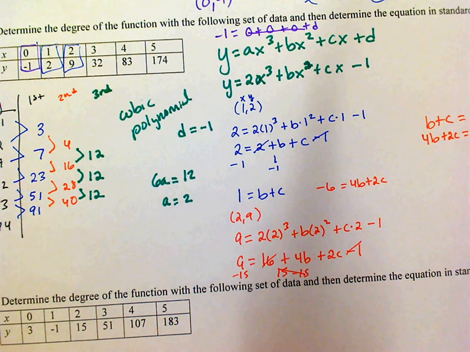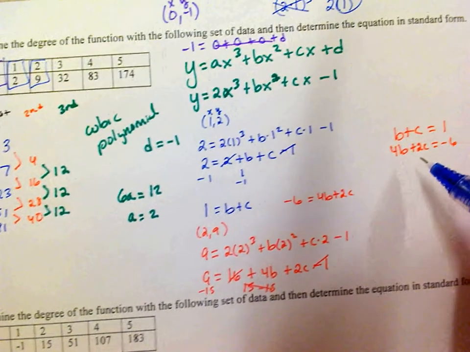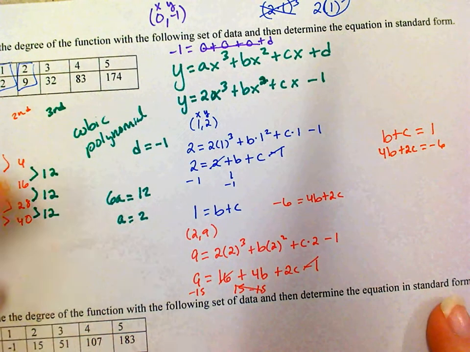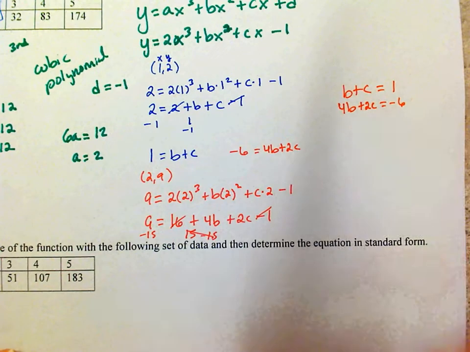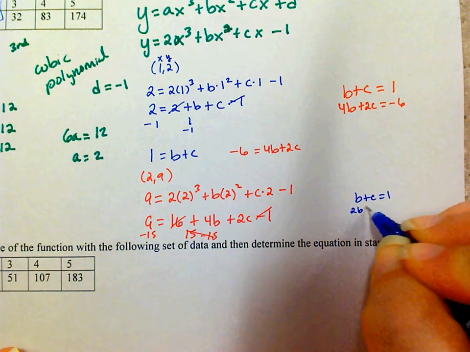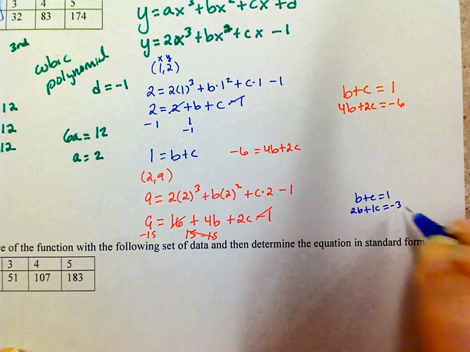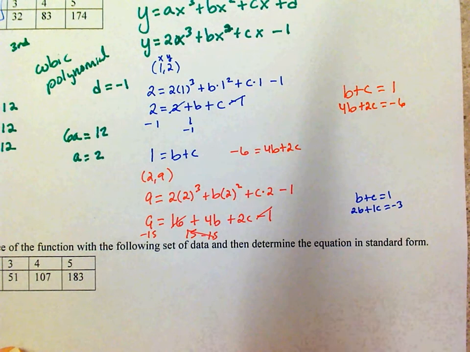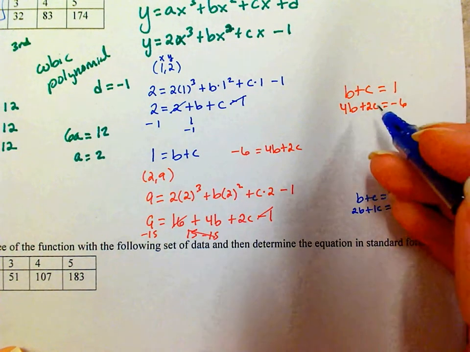Now you might notice that in this equation right here, all of the numbers are even. So if you wanted to, you can make your life a little bit easier and do b plus c equals 1, 2b plus 1c equals negative 3. But if you see it, great. If you don't, then just go ahead and work with it as is. Okay? So let's pretend like you didn't see that.